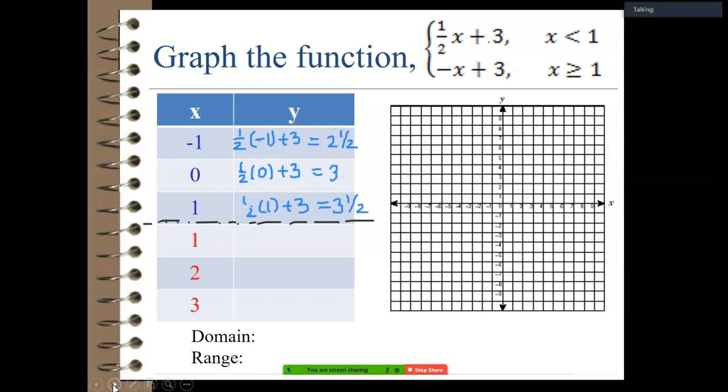So I can see that my y-intercept is 3. So over here on my graph, I plot the point (0, 3). At the point (1, 3.5), I need to have an open circle.